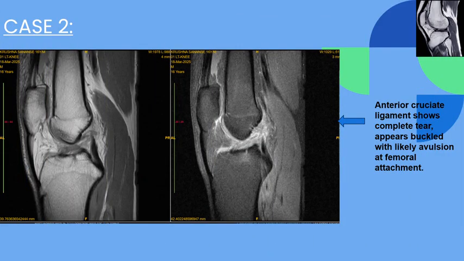Case two was a 16-year-old male who came to our hospital with pain and difficulty while walking since 1 month in the left knee. It showed the anterior cruciate ligament with a complete tear, and it was also appearing buckled with likely avulsion at the femoral attachment.